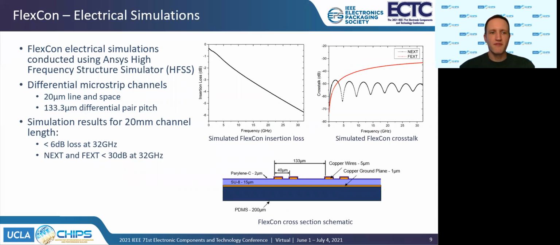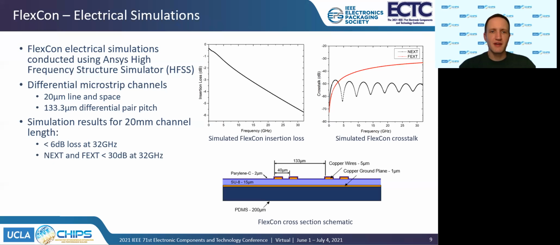To analyze the performance of FlexCon, electrical simulations were conducted using ANSYS High Frequency Structure Simulator, or HFSS, which is a full wave simulation software. The simulator geometry is shown in the figure at the bottom. Each channel consists of differential microstrips with 20 micron line and space, and the pitch of the channels is 133.3 microns. FlexCon was designed to operate at 32 gigahertz to achieve a bandwidth of 240 gigabits per second per millimeter.